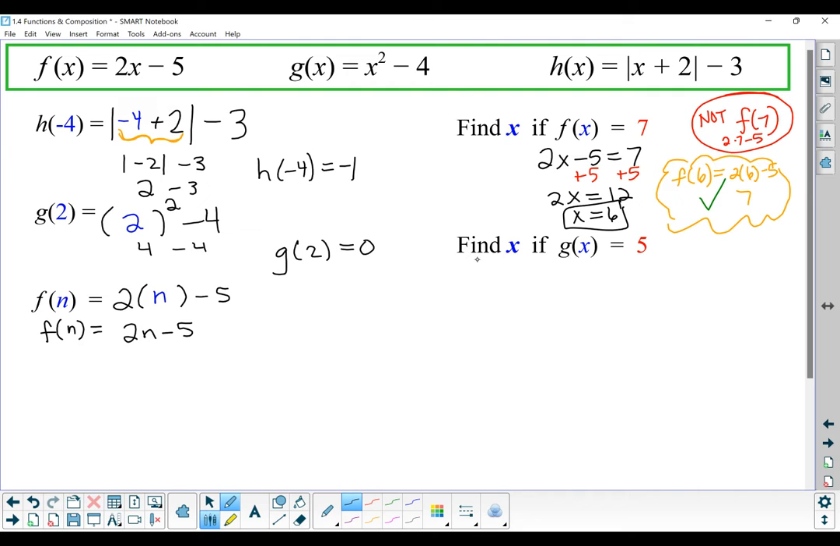So for this equation, it says find x if g of x is equal to 5. So we're going to take that function g, set it equal to 5. We're trying to solve for x, so I'm going to start by adding 4 to both sides. So we get x squared is equal to 9.